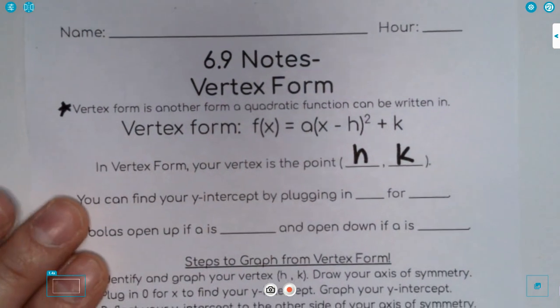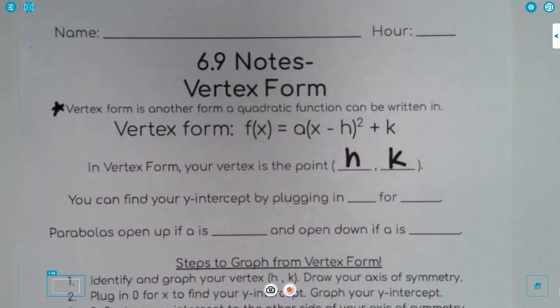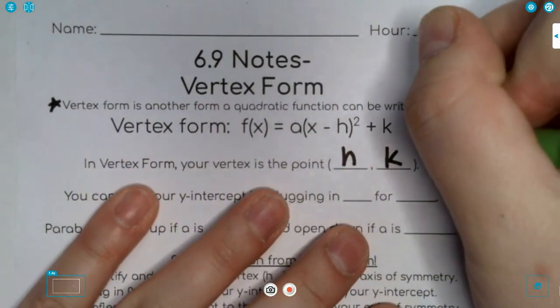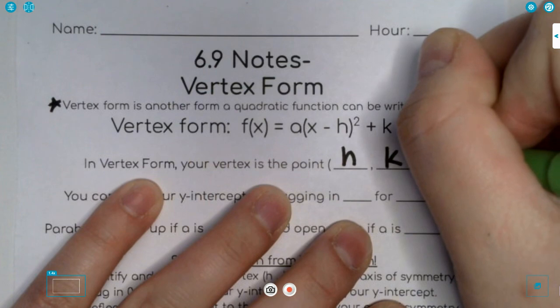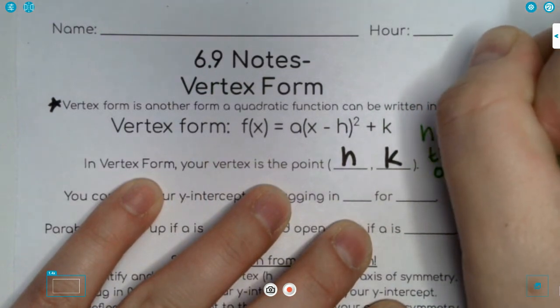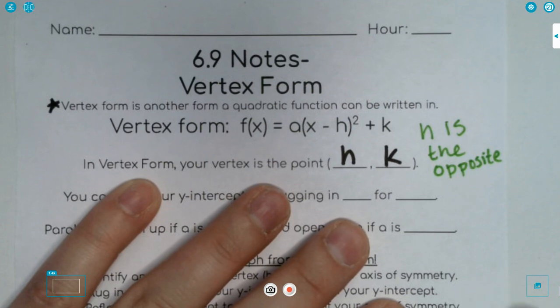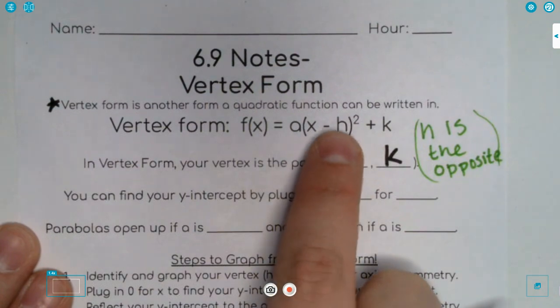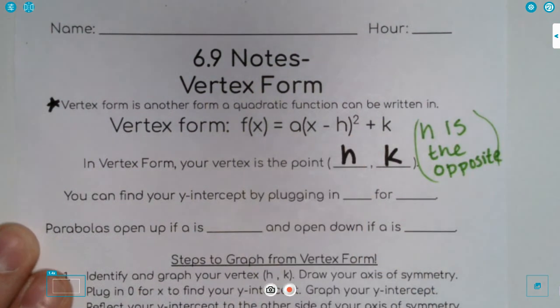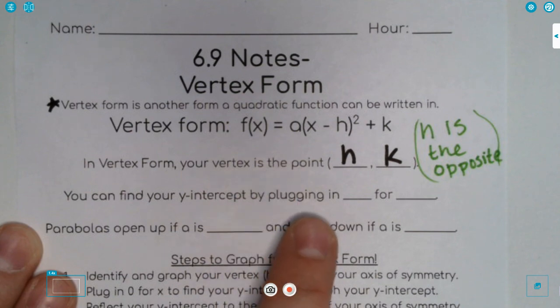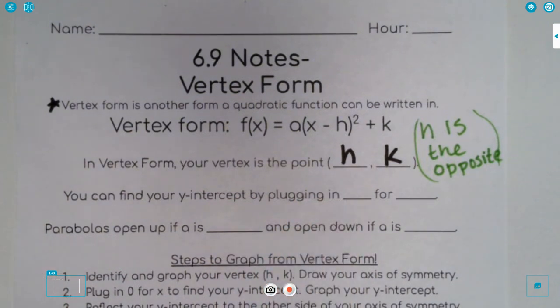Then I'm going to put a little note here because this is the easiest way that I have found for people to remember whether stuff's supposed to be positive or negative. Put a little note here that says h is the opposite. What we mean by that is right here, if it says minus h, because there's a minus in the equation, so minus h here is positive h. So h is always the opposite sign, positive or negative.